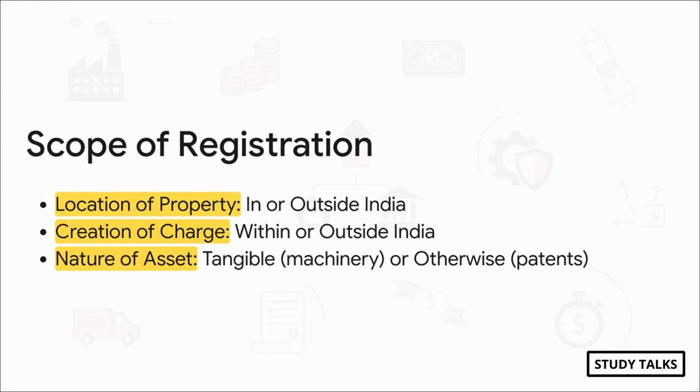Now pay close attention here, because this is where ICAI loves to ask tricky questions. What's the scope of this rule? It doesn't matter if the property is in India or outside India. It doesn't matter if the charge was created in India or outside India. And here's the big one. It applies to assets that are tangible, like a machine, or otherwise.